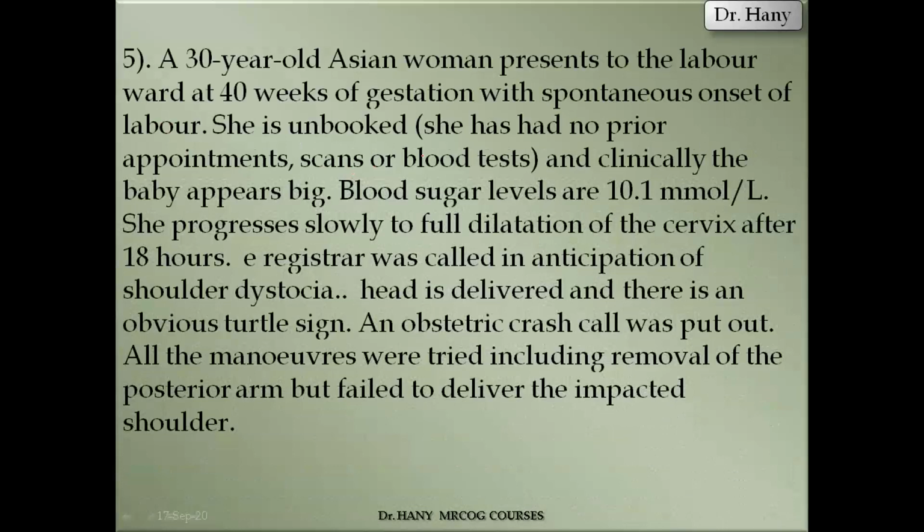A 30-year-old Asian, it's a risk factor, presents to the labor ward at 40 weeks of gestation with a spontaneous onset of labor. She is unbooked. She has never been booked before. No appointment, no scan, no blood test. And clinically, the baby appears big. The blood sugar level is high. She progressed slowly for dilatation of the cervix. After 18 hours, the registrar was called in anticipation of shoulder dystocia.